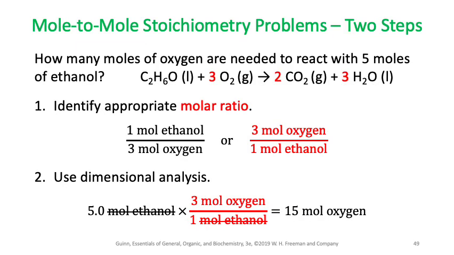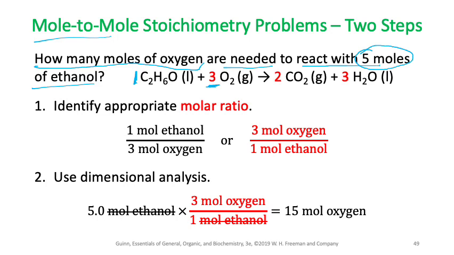So let's try to solve the problem over here, that's mole to mole. The problem says: how many moles of oxygen are needed to react with 5 moles of ethanol? From the balanced chemical equation, we know that every 1 mole of ethanol reacts with 3 moles of oxygen. But the question is asking, instead of 1 mole, if I give you 5 moles of ethanol, how many moles of oxygen are required? That you need to calculate.